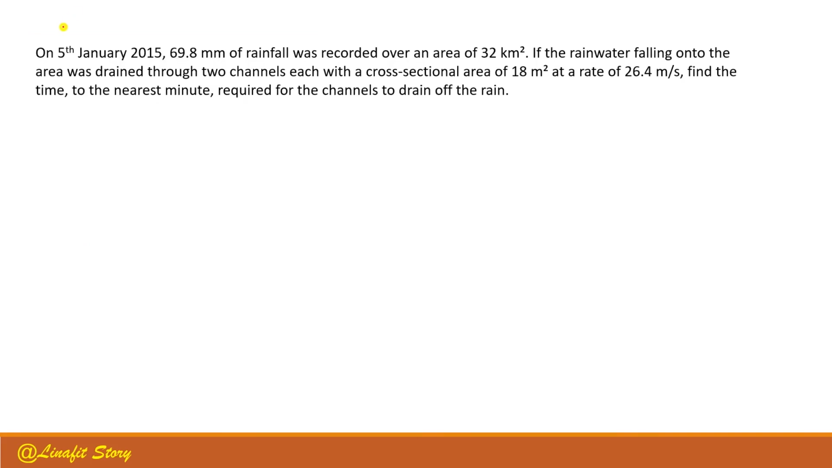On 5th January 2015, 69.8 millimeters of rainfall was recorded over an area of 32 square kilometers. If the rainwater falling onto the area was drained through 2 channels, each with a cross-sectional area of 18 square meters at a rate of 26.4 meters per second, find the time to the nearest minute required for the channels to drain off the rain.